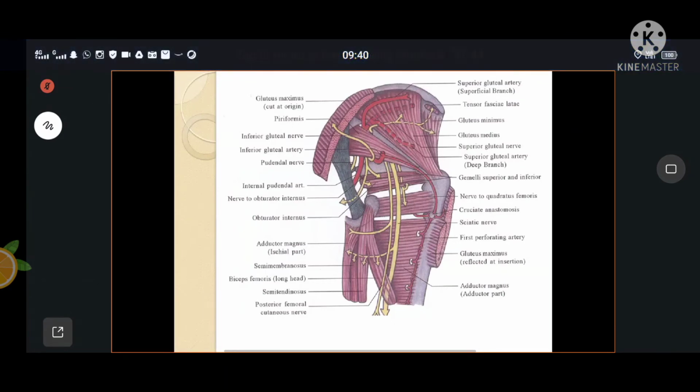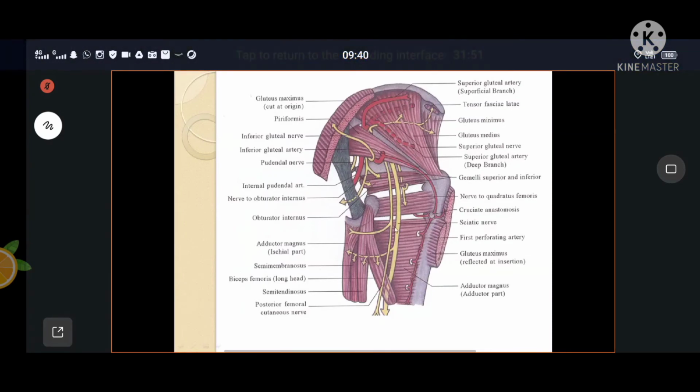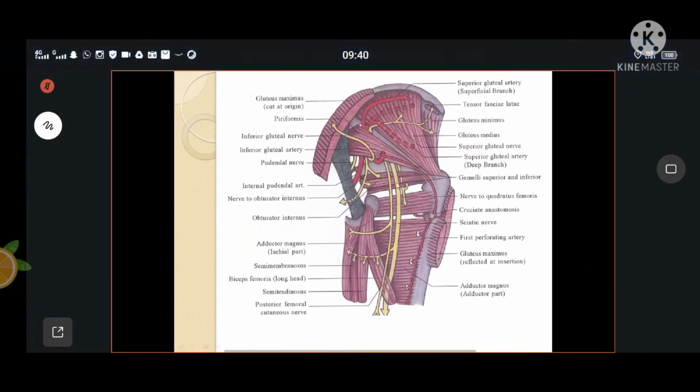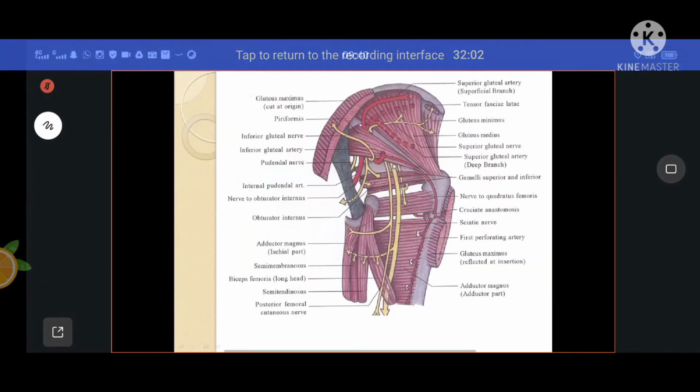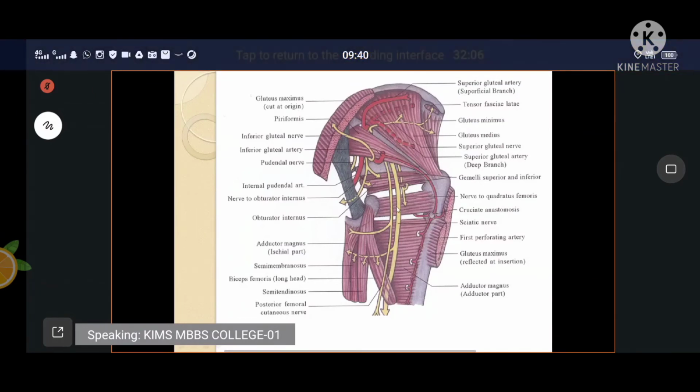And moreover, you see the structures which are emerging below the piriformis muscle, which is the thickest nerve of our body. What is the thickest nerve of our body? That is the sciatic nerve. The sciatic nerve is again a special class for you. What is this nerve? The sciatic nerve. The sciatic nerve emerges through the lower border of the piriformis muscle, which I am showing you with an arrow.